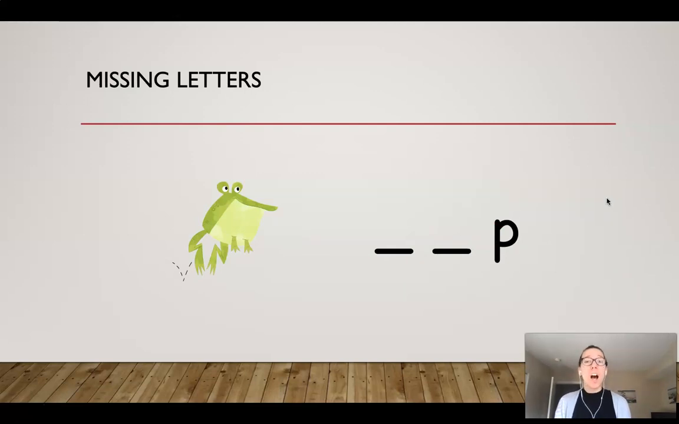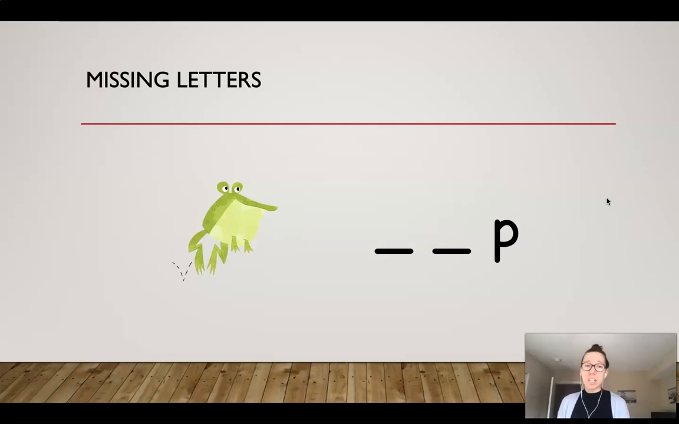This is a picture of a frog hopping. So we're going to spell the word hop. There are 3 letters and 3 sounds in this word. They've given us our final letter P, or the final sound p. So we need to figure out our first and our middle letters. What is the first sound you hear in the word hop?